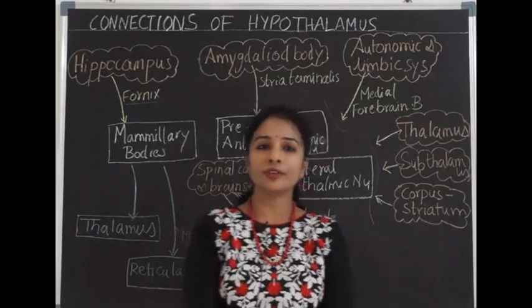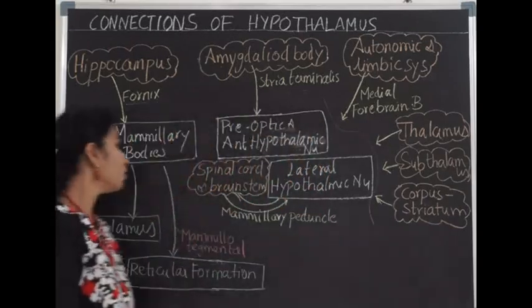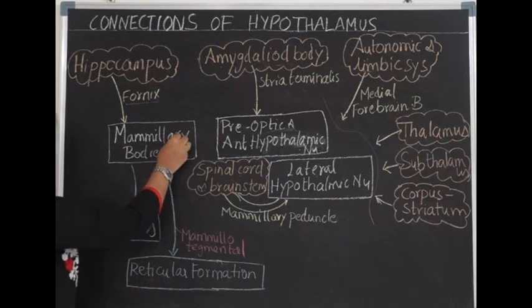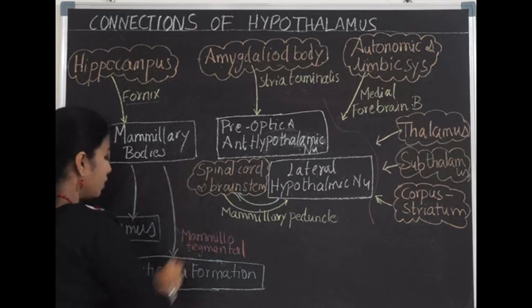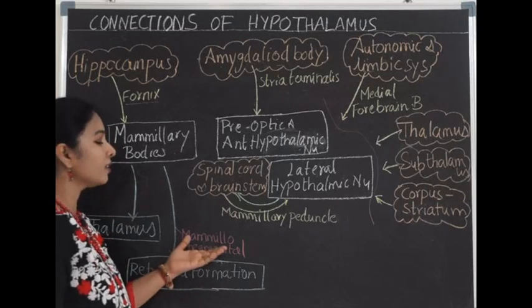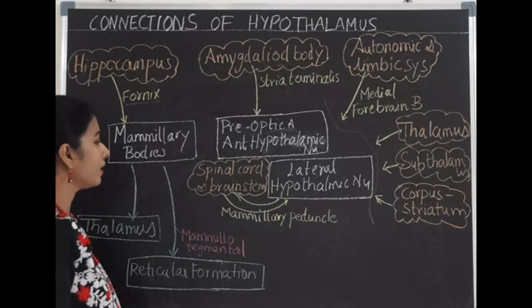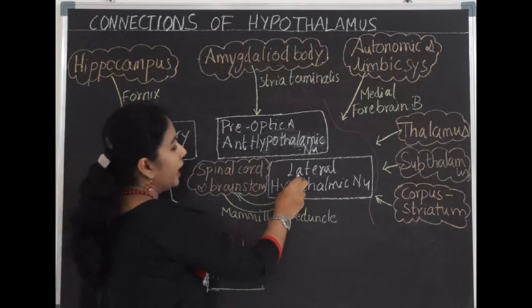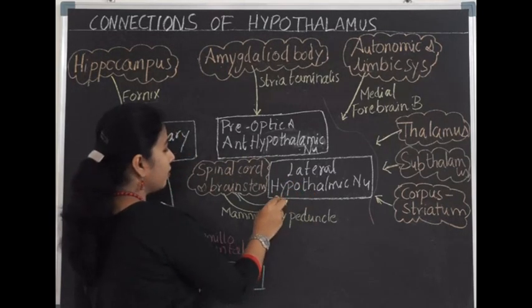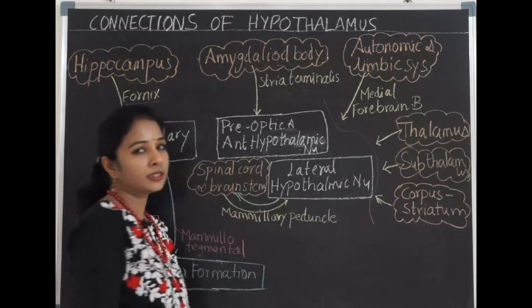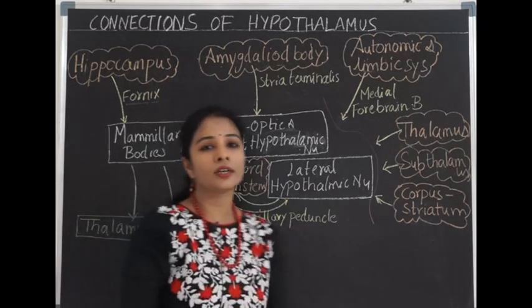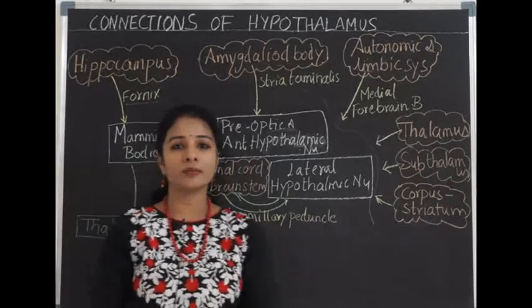And let's see the efferents of the hypothalamus. From the mammillary bodies to the thalamus, the tract is called the mammillothalamic tract, which goes to the anterior nucleus of the thalamus. From the mammillary bodies to the reticular formation, the tract is called the mammillotegmental tract. And efferents from the lateral hypothalamic nucleus are descending fibers reaching the spinal cord and brainstem. So these are some of the important efferents of the hypothalamus.